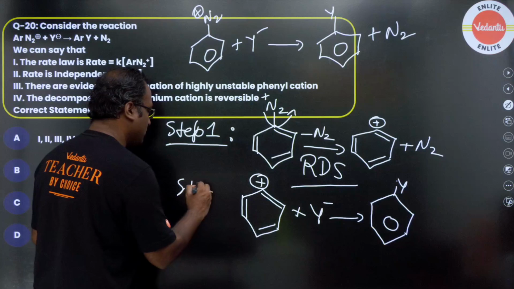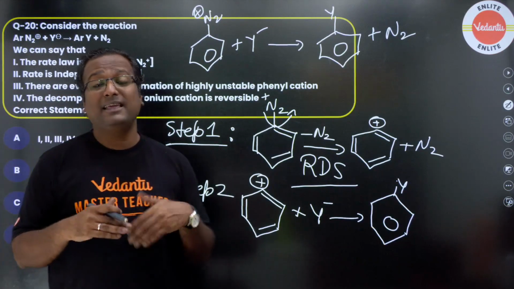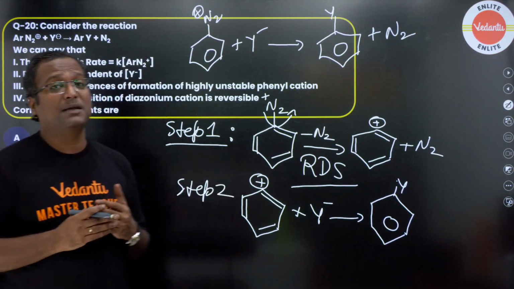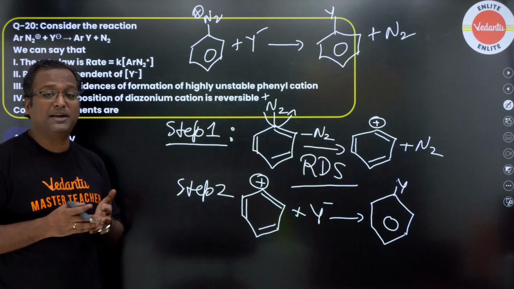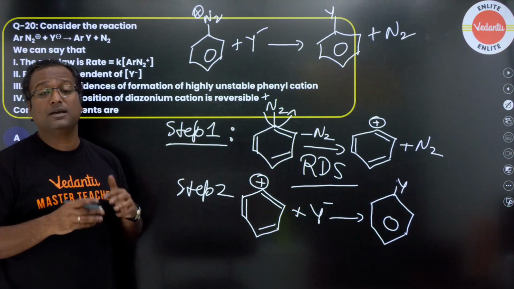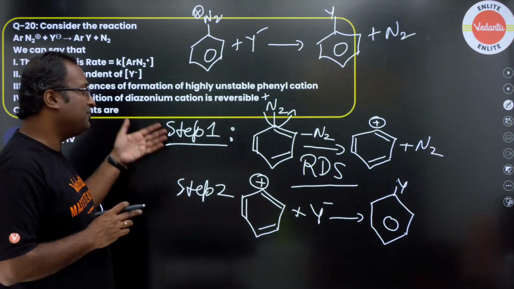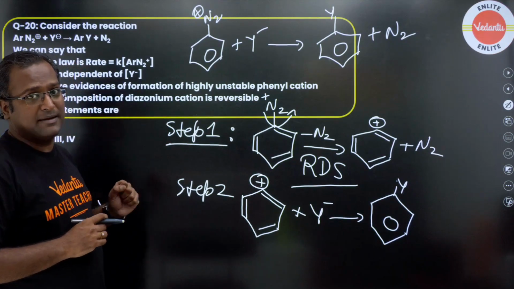This is your step 2. So in the first step we are creating a reaction intermediate, in the second step we are using up the reaction intermediate. So definitely the first step has to be the slowest step, the RDS step. Okay, now let's answer the question once we know the mechanism.